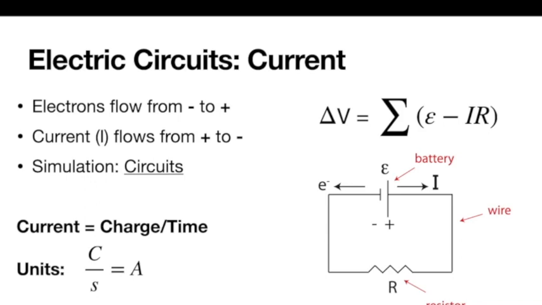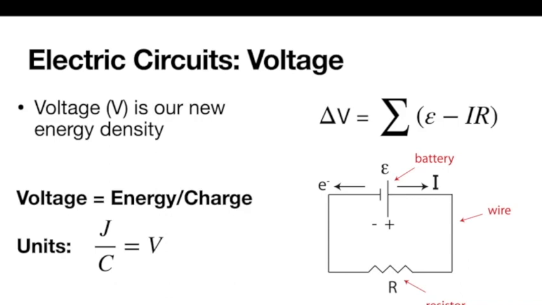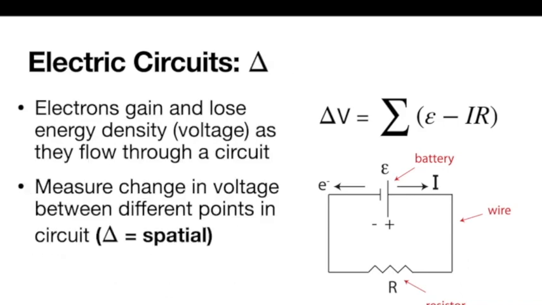And so the loop rule is just a specific version of this where delta V is 0, we're going from one point all the way around, and so we just have to sum up all the voltage changes from batteries and resistors, and we get no net change. So yeah, voltage is joules per coulomb. The delta here is, again, just a change in voltage between 2 points in space in the circuit.